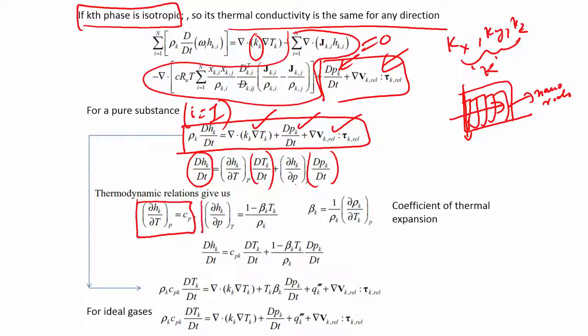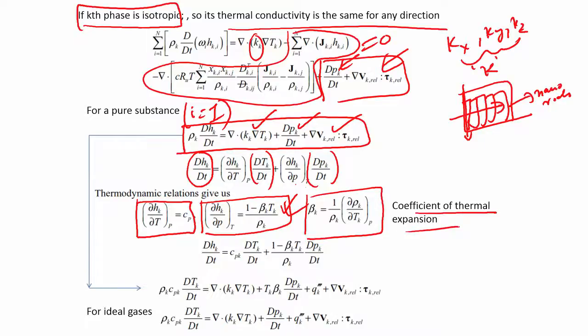Similarly, the change in enthalpy with pressure at a constant temperature is given by this expression, where this beta k is nothing but the coefficient of thermal expansion, which is nothing but the change in density of the kth phase with respect to temperature at constant pressure. Okay. So, that is beta, that is the coefficient of thermal expansion, correct.